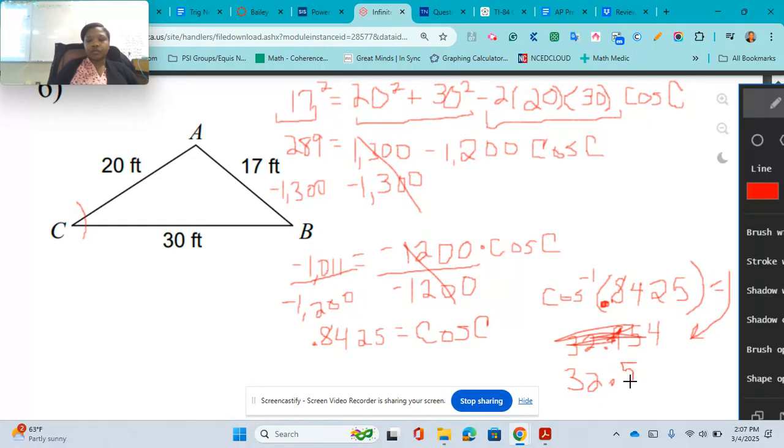Round it to the nearest tenth. First decimal place. We have to look at the second decimal place, and that tells us to do what? Go up. So our answer for the angle for C is 32.6 what? What are we referring to? So 32.6 degrees.